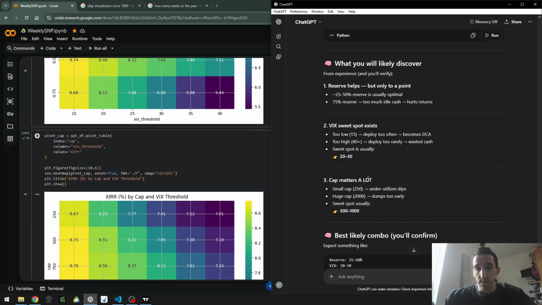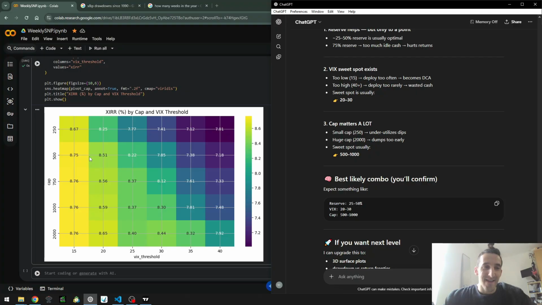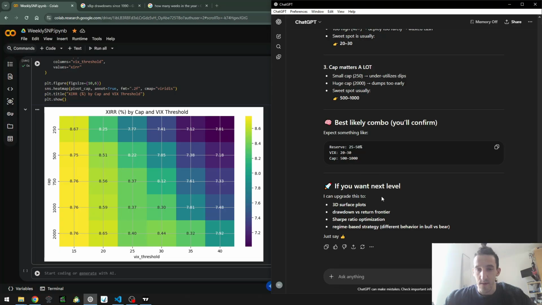Cap matters a lot. Small cap underutilizes dips, huge cap dumps too early. Sweet spot usually 5 to no. No. There you go. So best likely combo you'll confirm. Expect something like reserve 25 to 50, VIX 20 to 30, cap 500 to 1000. Nope. But not too far.